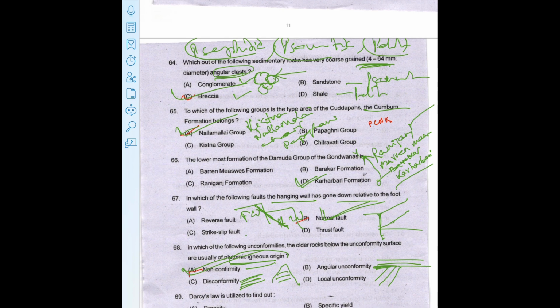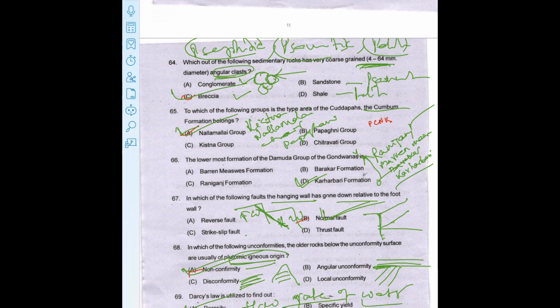Darcy's law is utilized to describe the flow of water, the flow rate. So, it describes the coefficient of permeability. It is not specific yield, it is not specific retention, it is not porosity, because specific yield plus specific retention will be equal to porosity. And flow rate is described with respect to this Darcy's law. So, this is the coefficient of permeability.